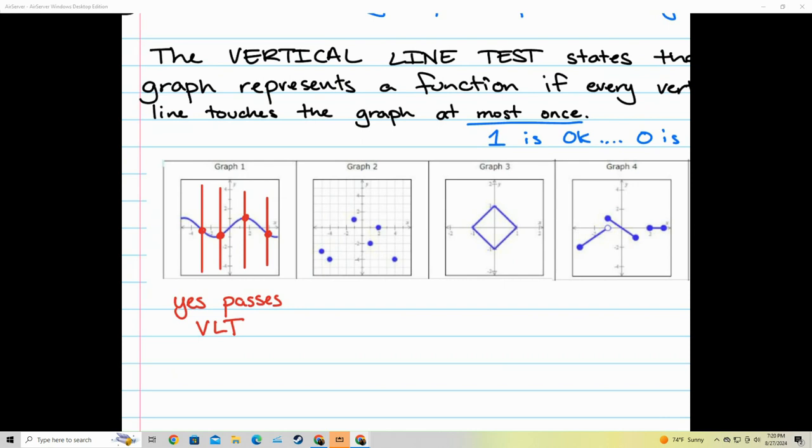All right, let's try this again. Let's try graph number 2. Let's draw a vertical line. How many times is it touching? Just once on that blue dot right here.